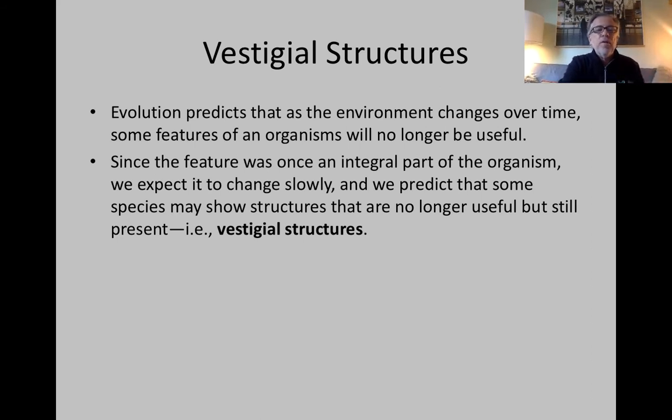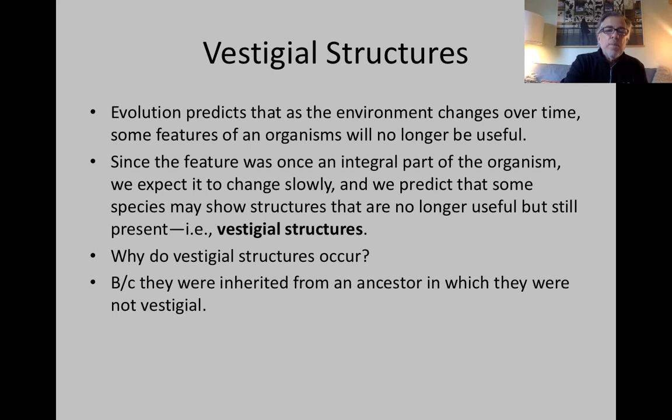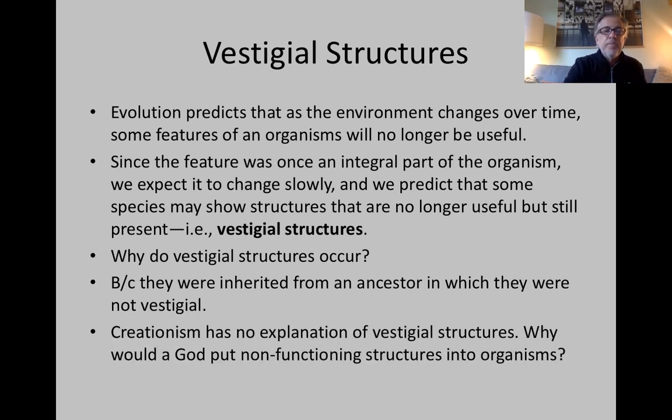I bet you're all already thinking of some vestigial structures that you know about. Why do vestigial structures occur? Because they were inherited from an ancestor in which they were not vestigial. Creationism has no explanation for vestigial structures. Why would a designer put a non-functioning structure into an organism?